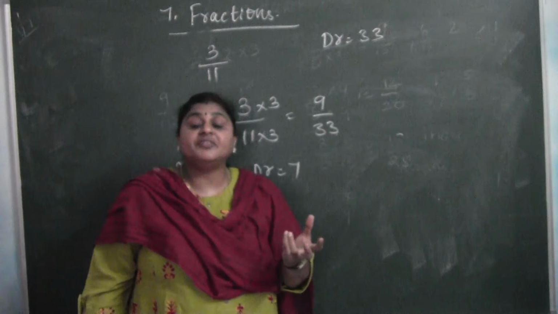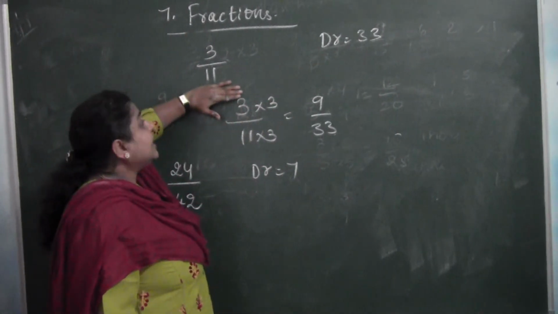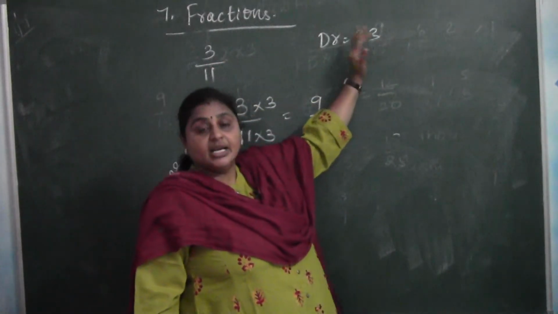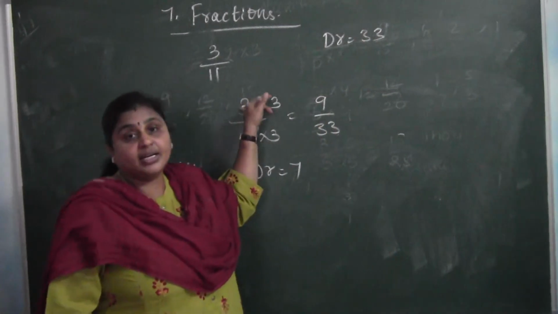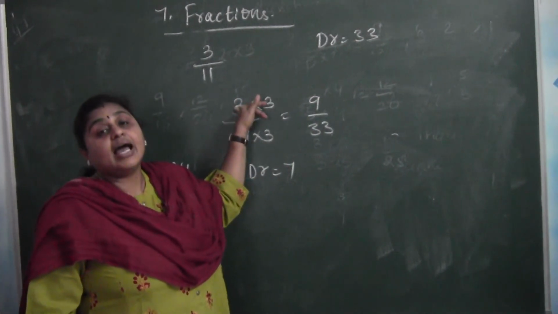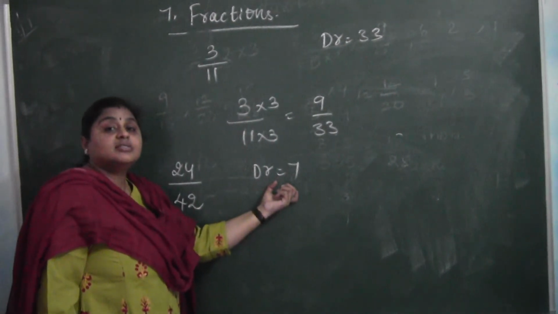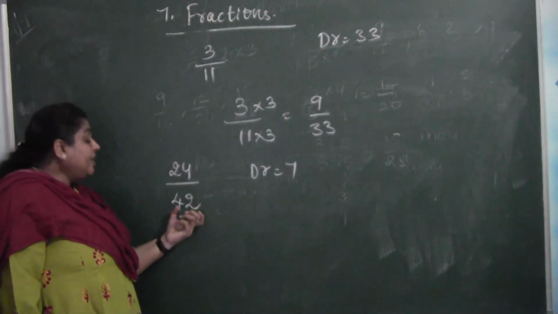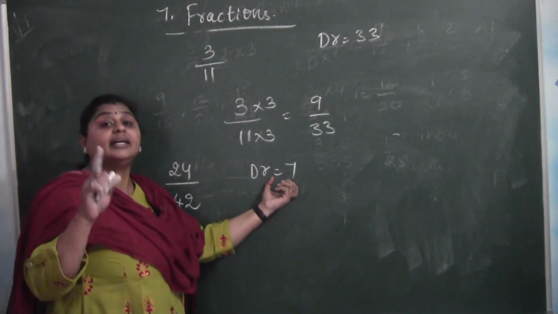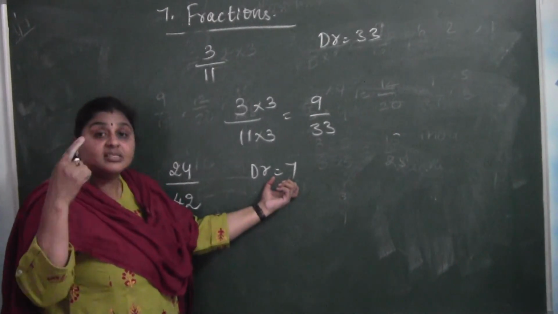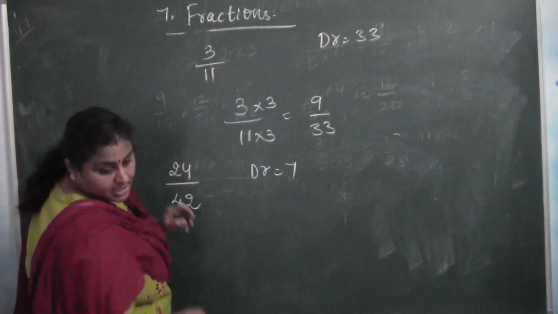How to check whether you have to multiply or divide? Listen, compare the given denominators. Here I have 11, here I have 33. So here the denominator I have to convert to is greater than the given denominator. It means I have to multiply. But here, 7, 42. The given denominator 42 is greater than the denominator that I have to change to. Then in such a case you have to divide.